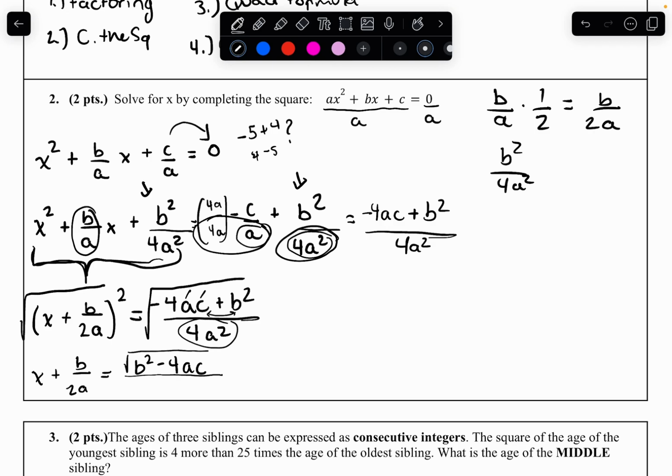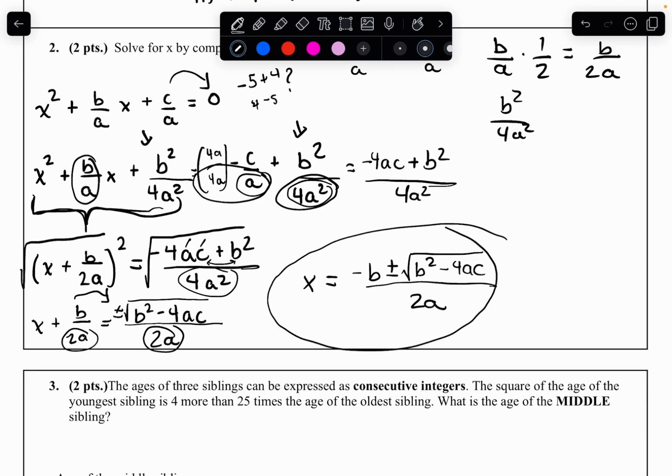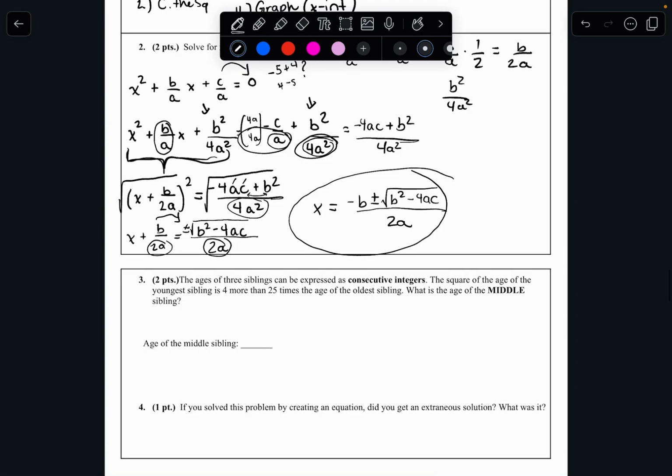But if I take the square root of the denominator, I get 2a. And then, oh my gosh, look at that. They have the same denominator, which means that I will be able to write this as a single fraction. The only thing that I need to do now is just move this term to the other side. So x is equal to negative b plus or minus, because we're dealing with a radical, the square root of b squared minus 4ac, all over 2a. I solve for x, and my result is the quadratic formula.